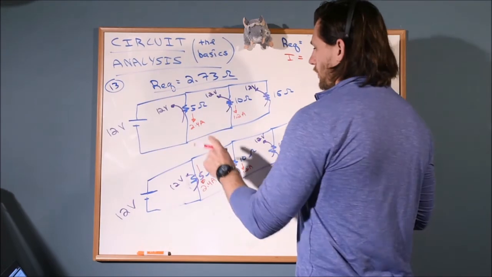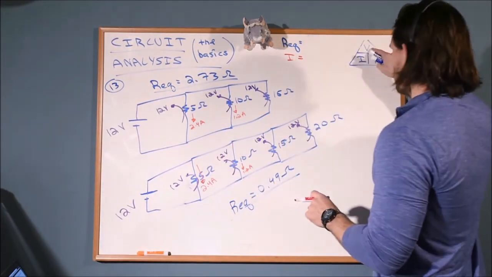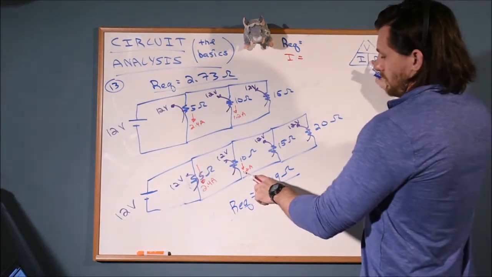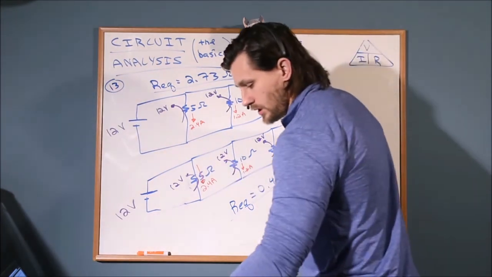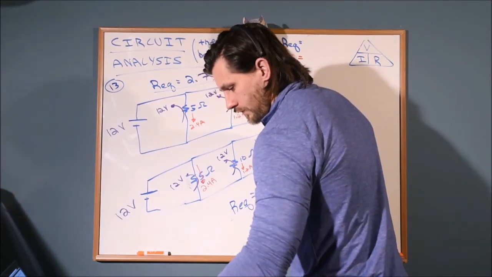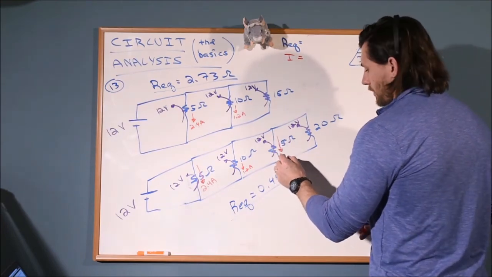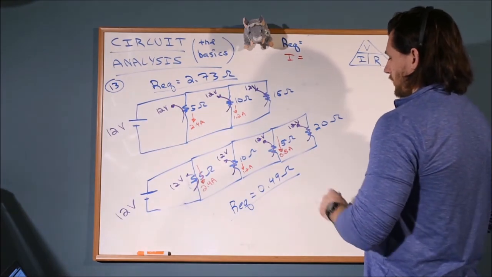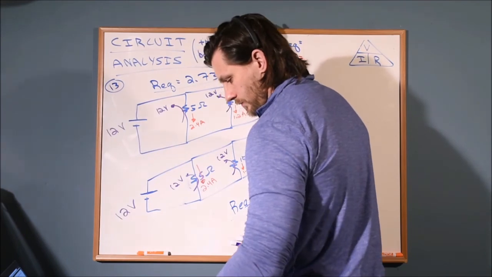Okay, so if I want to know the current here, I is V over R, so that's 12 over 10, 1.2. 12 over 15, oops, 0.8. We're doing a lot more work than we need to for this problem, but it's worth it because it helps us understand how everything works. And then, of course, for the last one, 12 over 20, 0.6.